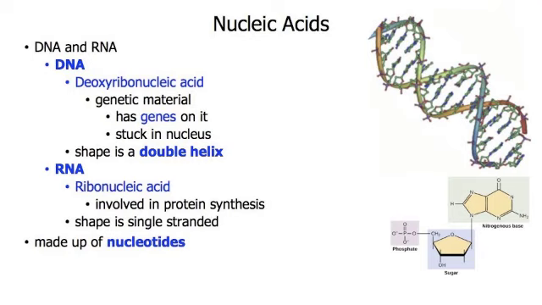Also attached to the sugar is a nitrogenous base made of 1 or 2 rings. It is called a base because it accepts hydrogen ions in an aqueous solution. The sugar and phosphate are the same in all nucleotides, only the base varies. Each DNA nucleotide has one of 4 nitrogenous bases: adenine, abbreviated A, guanine, abbreviated G, cytosine, abbreviated C, and thymine, abbreviated T. Thus, all genetic information is written in a 4-letter alphabet.